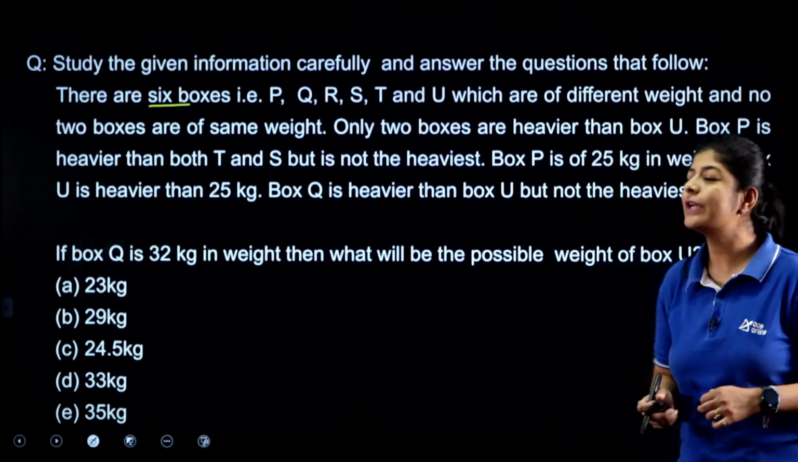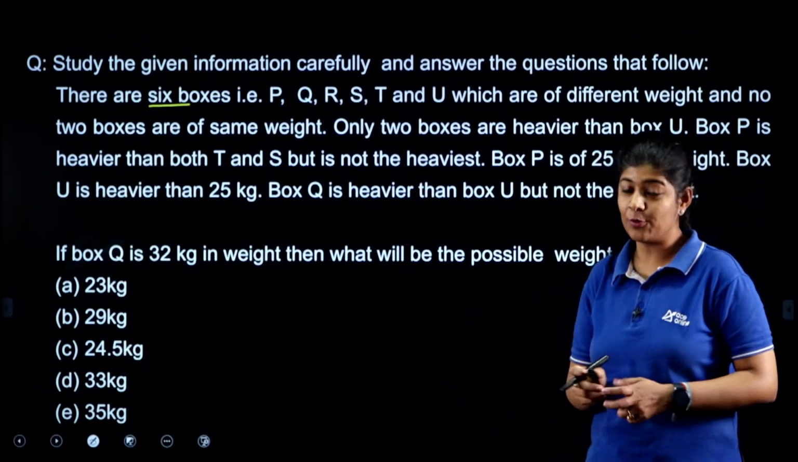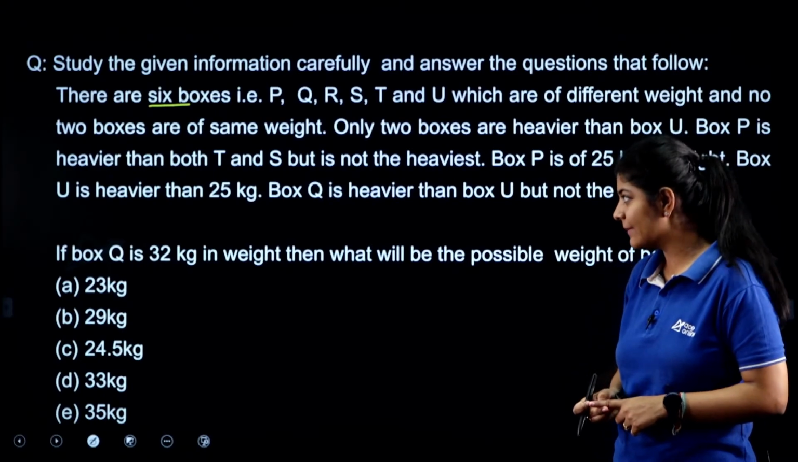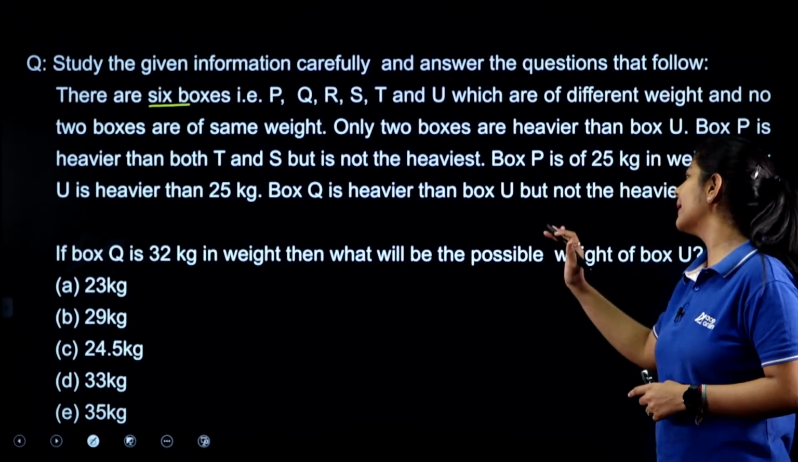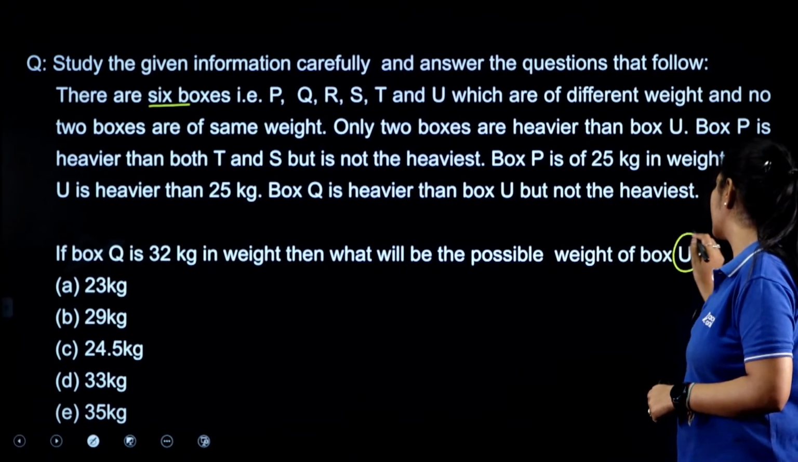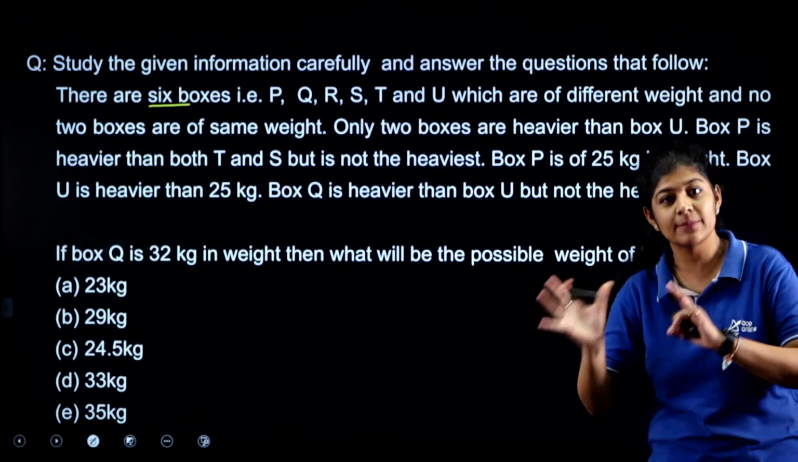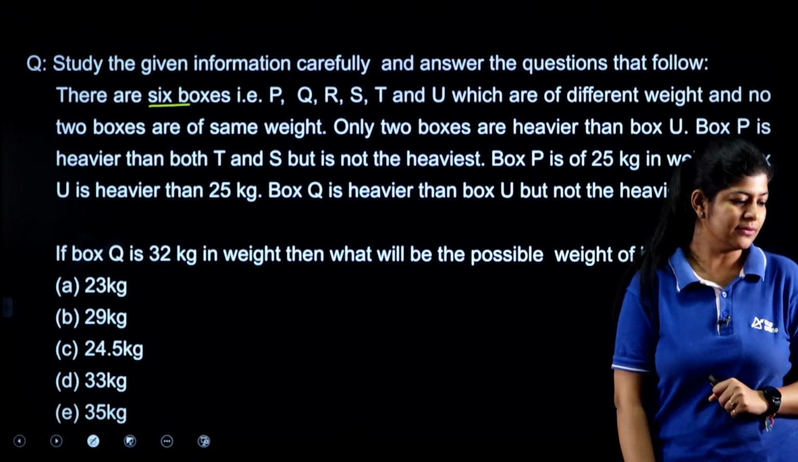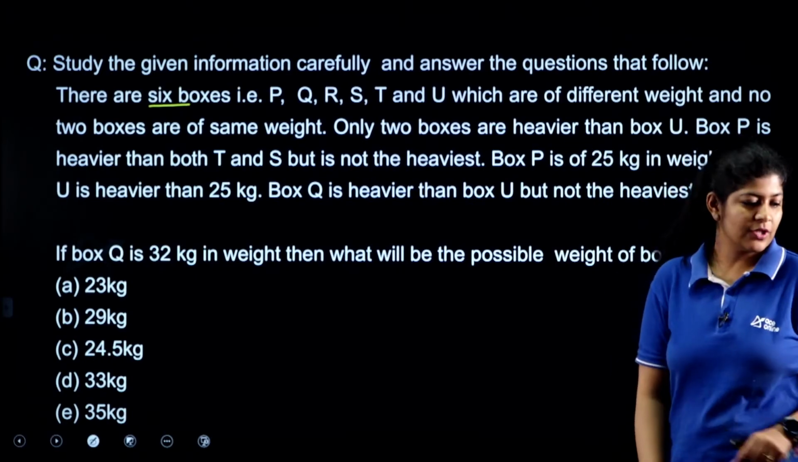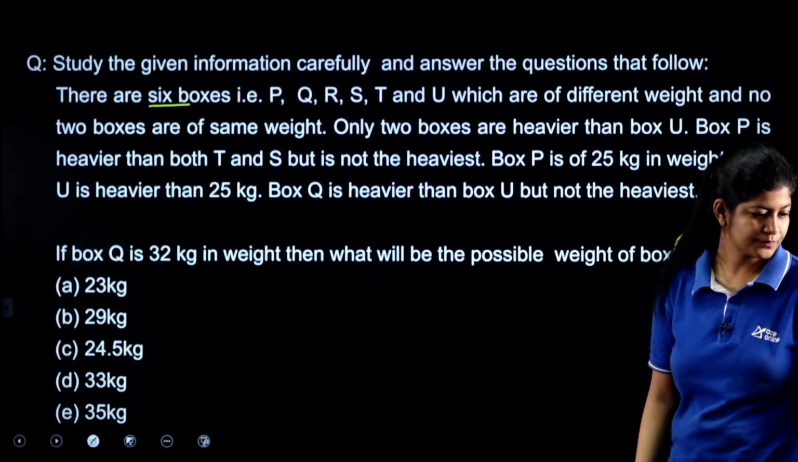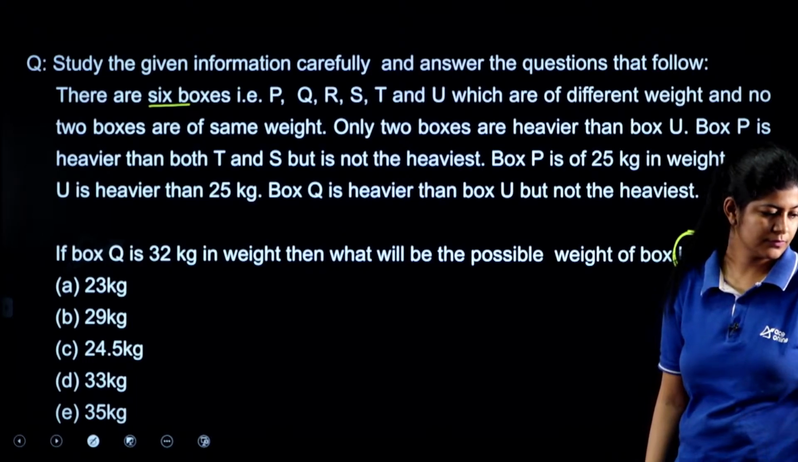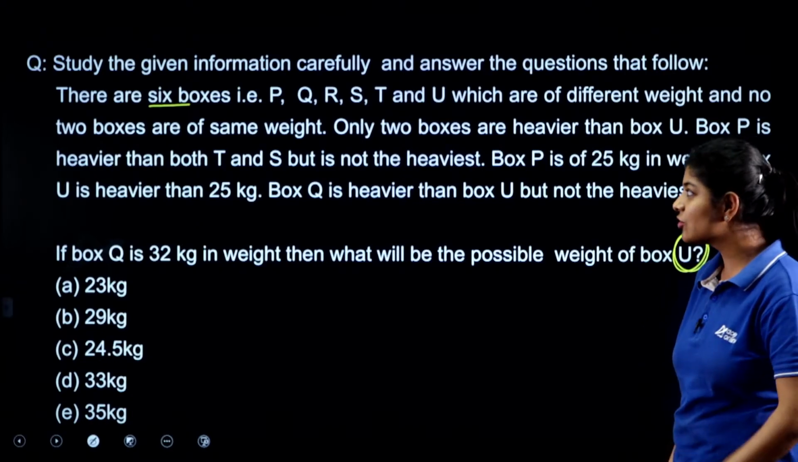So let me know what answer you are getting for this one. The question is asking, if box Q is 32 kgs in weight, then what will be the possible weight of box U? We have to determine the possible weight of box U. So anyone of you, in the comment section, what is the correct answer of this one? Okay, let's start solving this one.